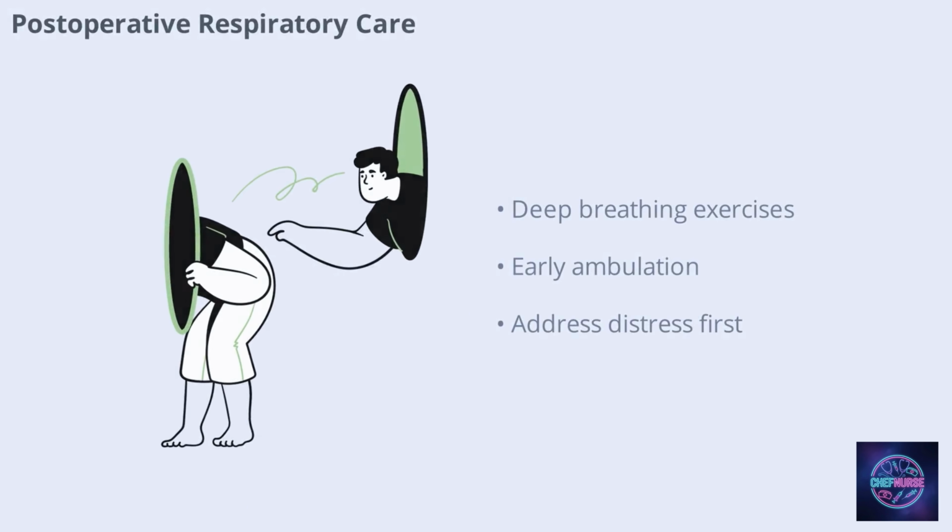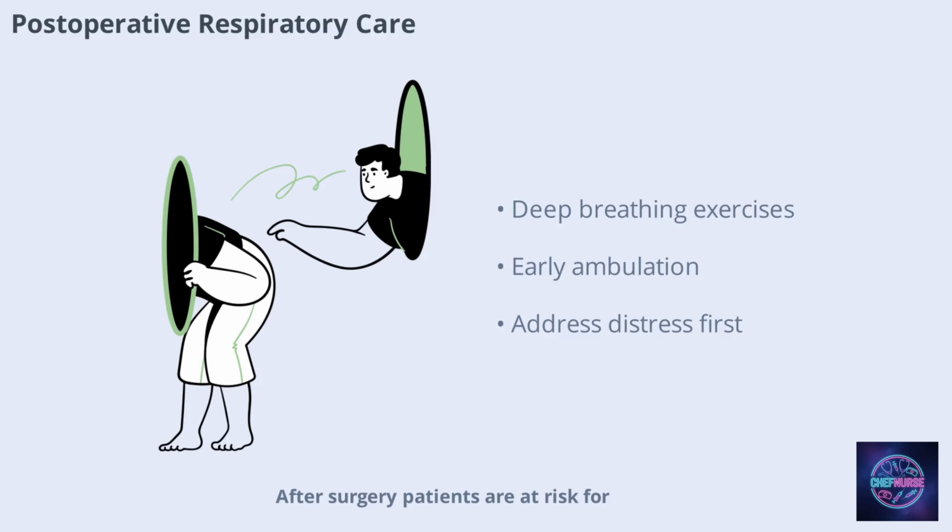After surgery, patients are at risk for respiratory complications like atelectasis or aspiration. On the NCLEX, prioritize interventions such as encouraging deep breathing, coughing, and early ambulation. If a patient shows signs of respiratory distress postoperatively, address these issues before focusing on pain or other concerns.